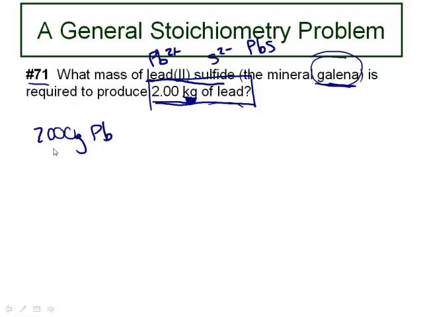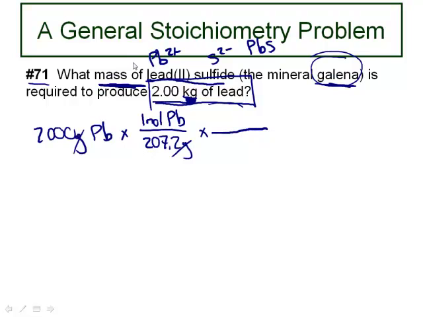Now, I can't go directly from grams of lead to, at the end, grams of lead sulfide, which is what I want to find. The first thing I'm going to have to do, guys, is change this lead into moles. If I look at my periodic table, 1 mole of lead has a mass of, if my memory serves me correctly, 207.2 grams. There we go. Now my grams of lead is going to cancel out. I'm going to be left with moles, okay? So there we go.